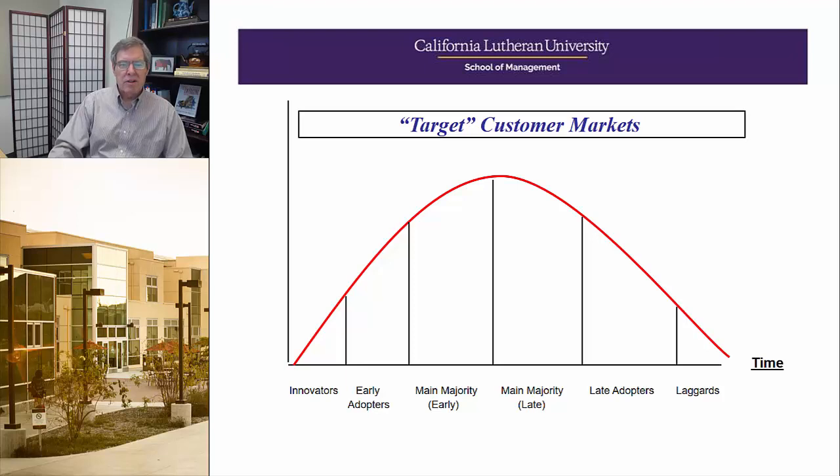This next model looks at what target customer markets are within the life cycle curve of a product or service. The first section is innovators who are buying your product. The next is early adopters, then main majority or early majority, late majority, late adopters, and laggards.